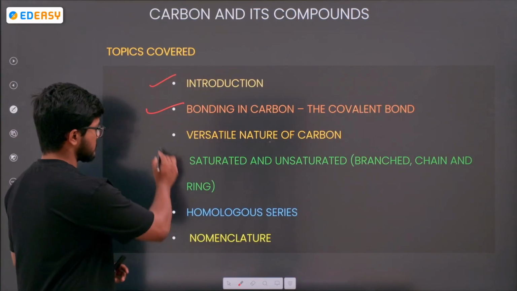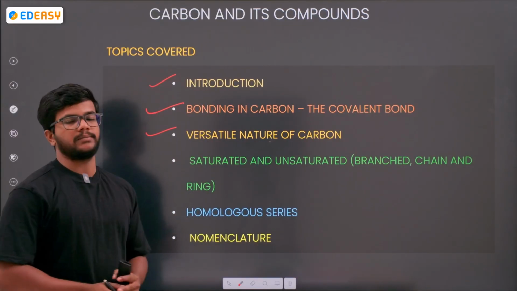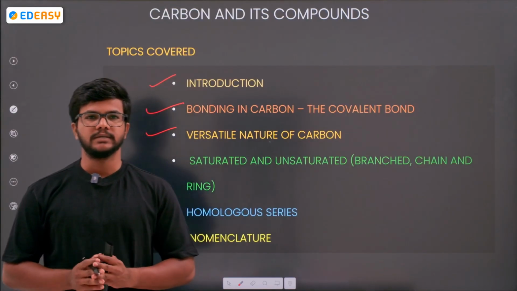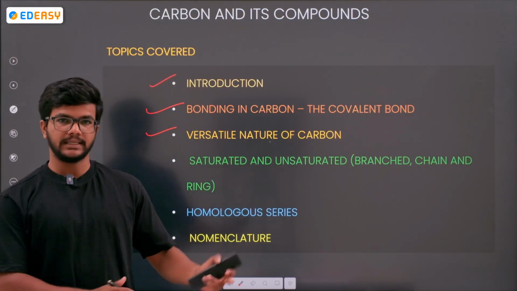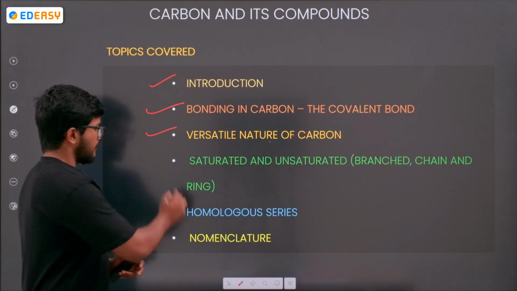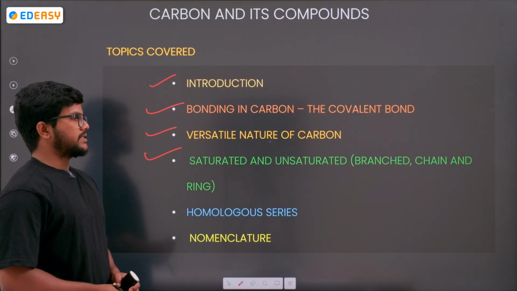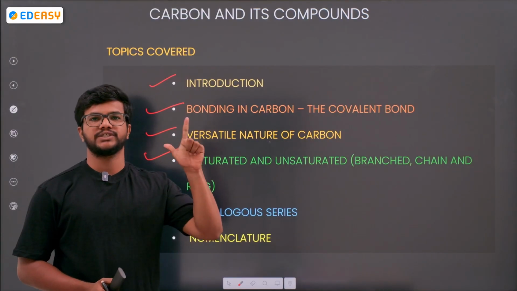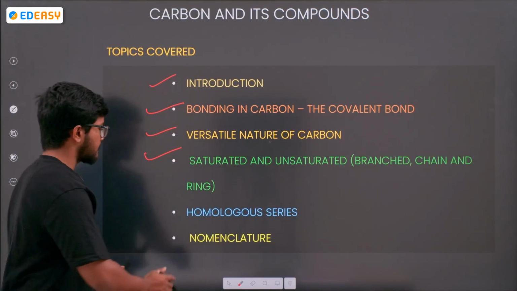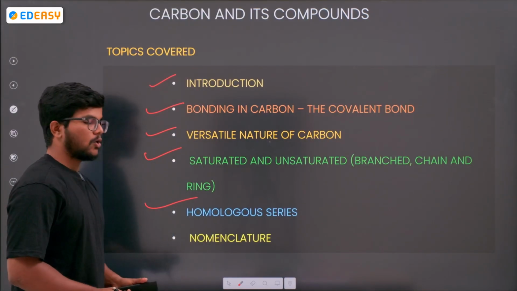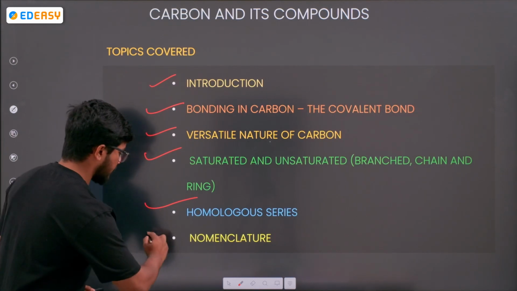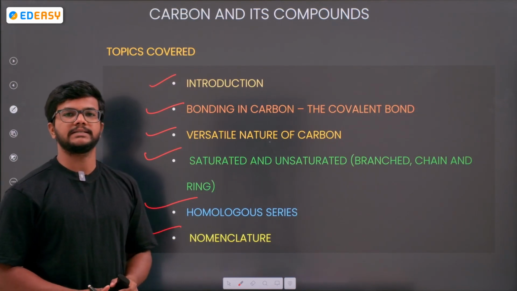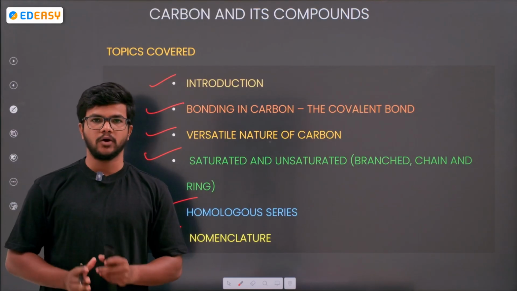Okay. Next, versatile nature of the carbon. What is versatile nature of the carbon? Why the carbon is different from other elements. Okay. Next, saturated, unsaturated compounds, the structure of the carbon compounds, branch, chain, and rings. Homologous series, the homologous series of the carbon. Nomenclature is nothing but giving names to the carbon compounds.